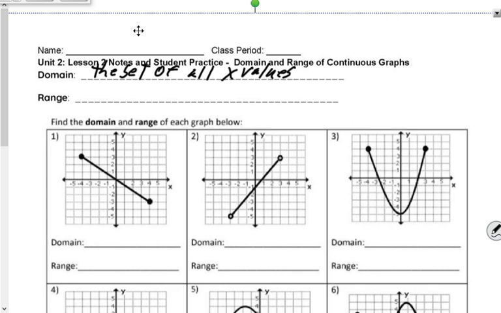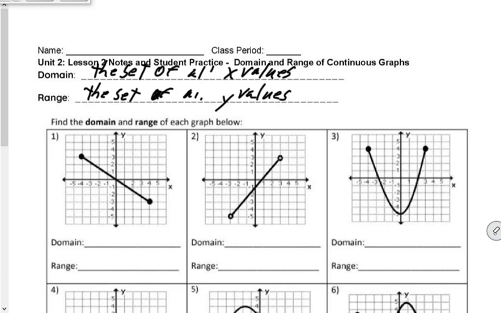The range is basically the same thing, but it's the set of all y values. So the domain was the set of all x values encompassed in that function. The range is going to be the set of all your y values encompassed in that function.